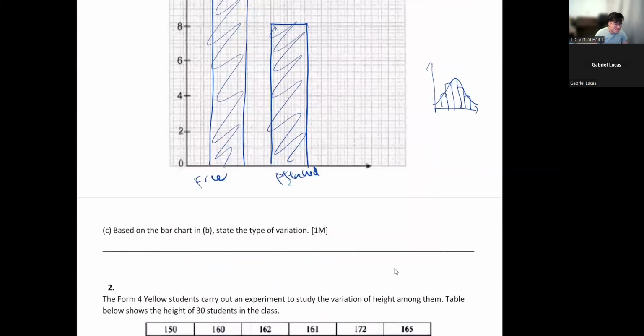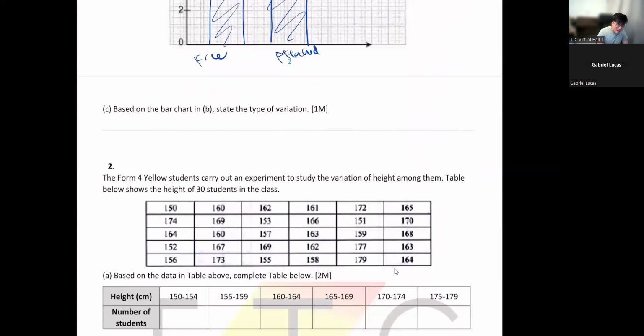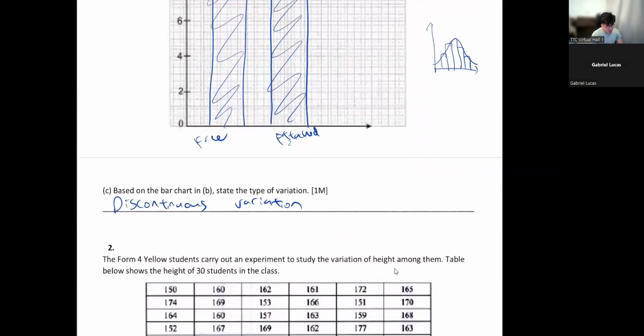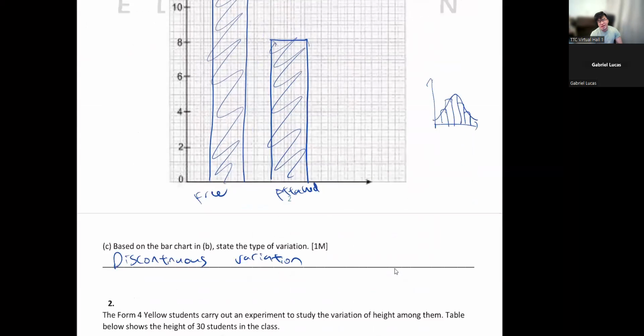Do you remember them? So this is your discontinuous variation. Discontinuous means they don't show intermediate values. Right. Many students are still very confused by this. Let me just tell you this.